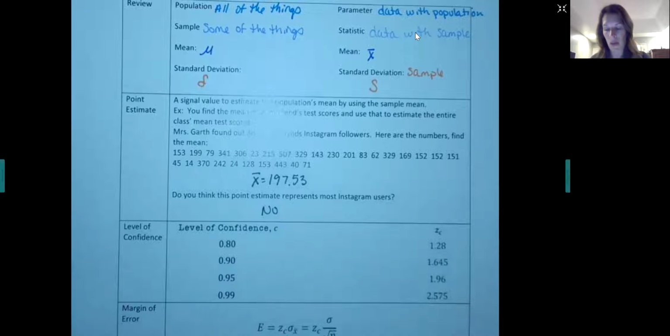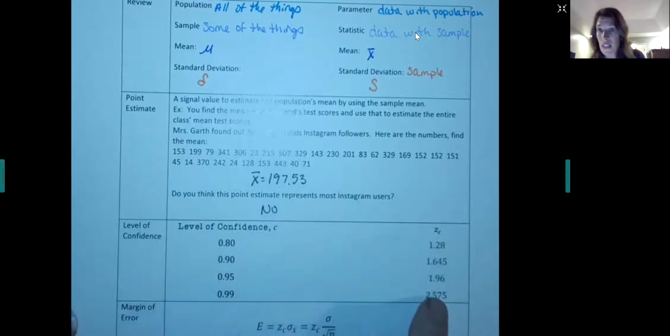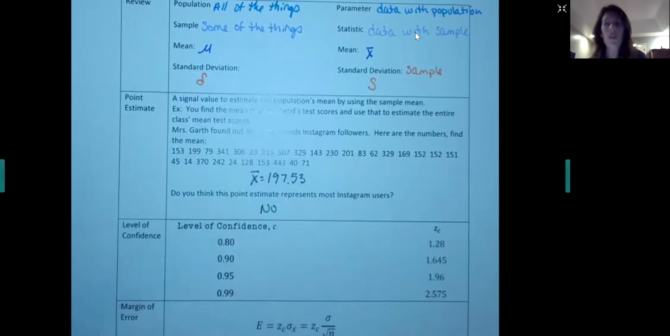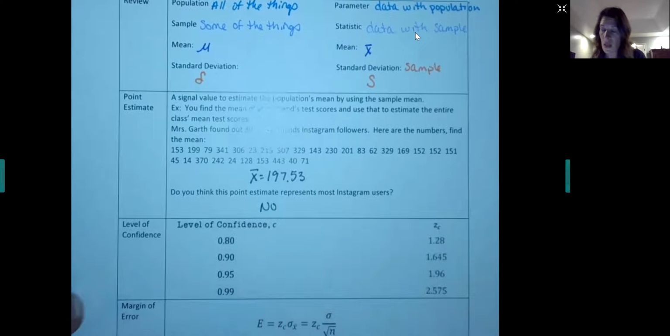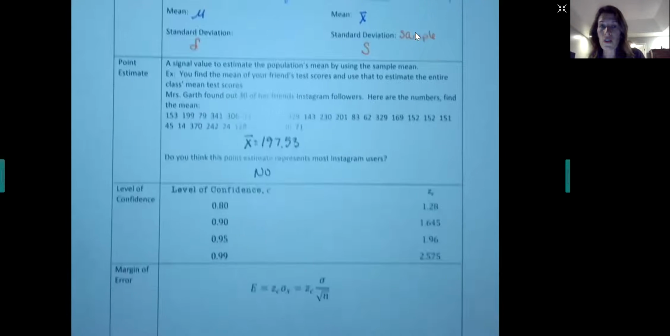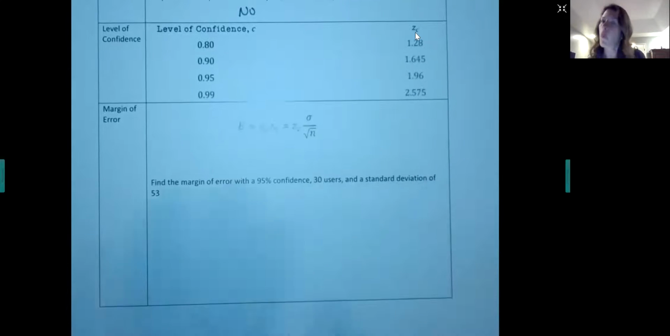That's what we're going to be working with actually for the rest of the time, because we can't usually get a full population's data. So today, I am giving you some level of confidence and some numbers. These are the z-scores that go with this. We're going to talk about it tomorrow. So today, we're just using these numbers. You're going to use them in your homework, and then tomorrow we'll find out where they come from.